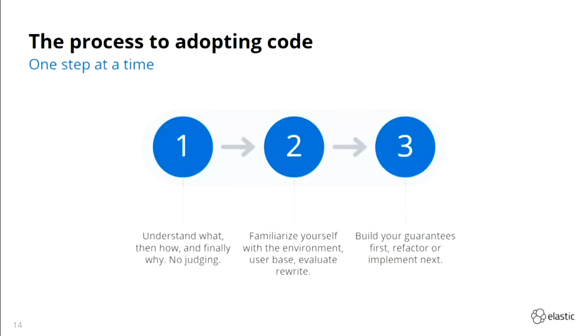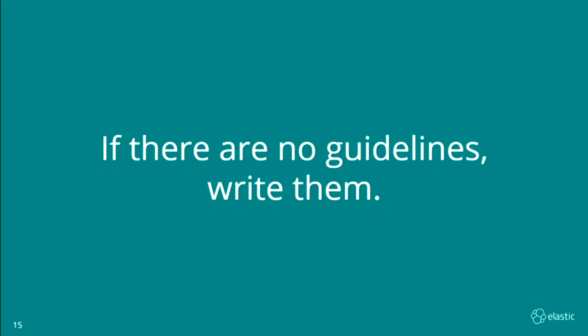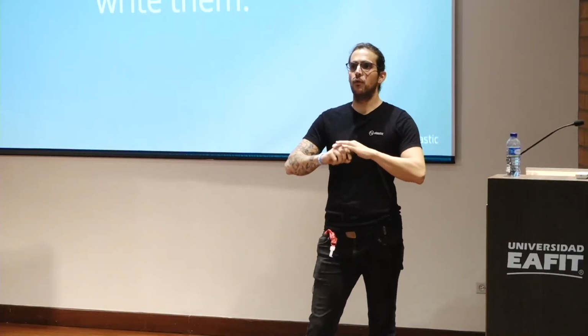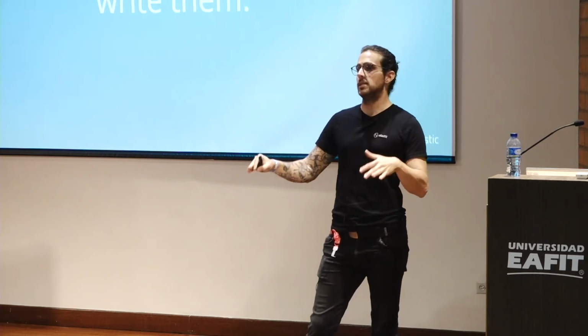Anyway, third step: build your guarantees, first refactor, or implement next. So if there are no guidelines, write them. This solves many problems. Coding styles, the way you name functions, the way you write tests, all the expectations that you have from people writing code for this software, write them down. Put them on paper, put it on a website, you figure it out, but make sure that everyone in the team reads it.